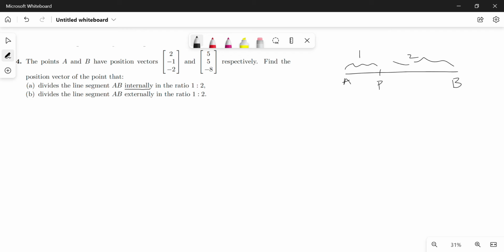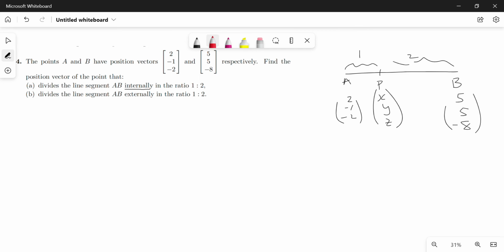So A is (2, -1, -2). P, we don't know what that is yet, but we've got to find that out. And B is (5, -1, -8) here. So if I look at the picture, it makes it really easy. I only want to use P once because it's got the X, Y, Z. And be careful here a little bit.